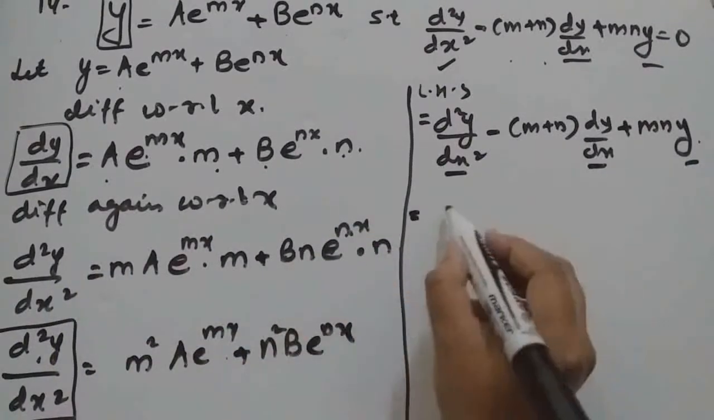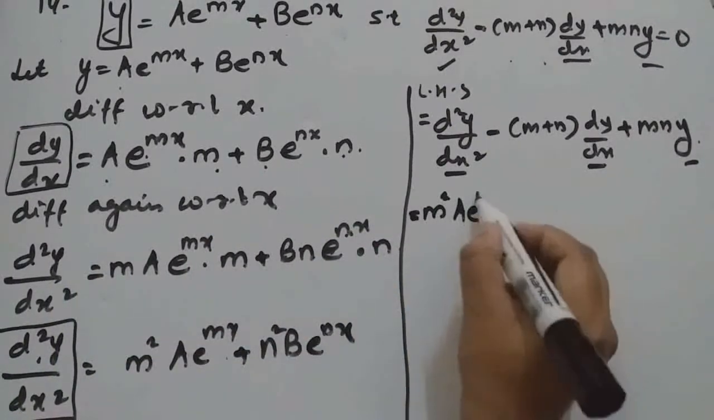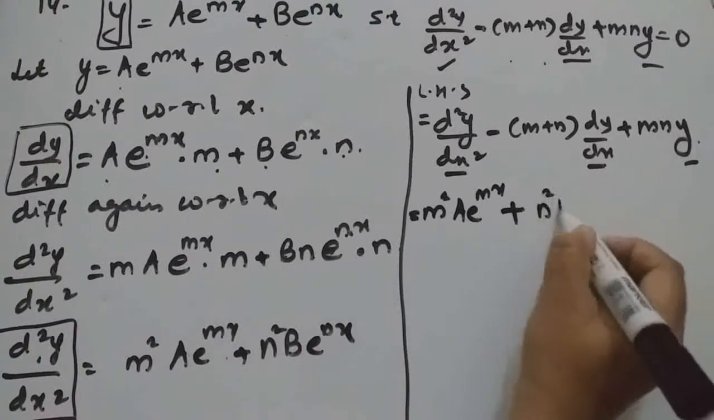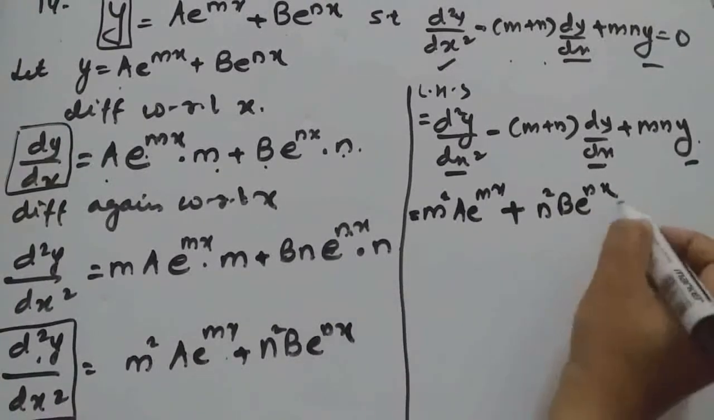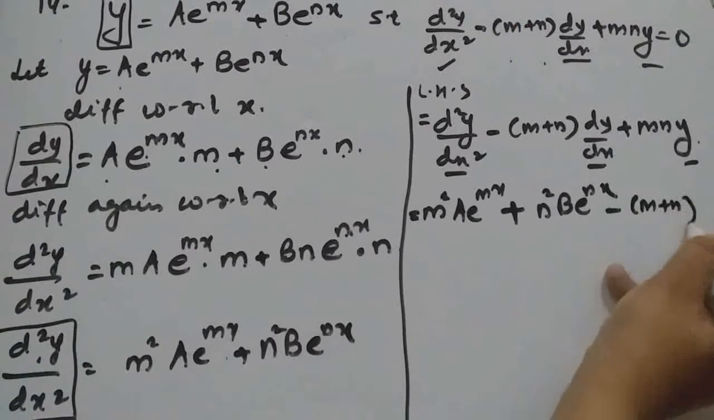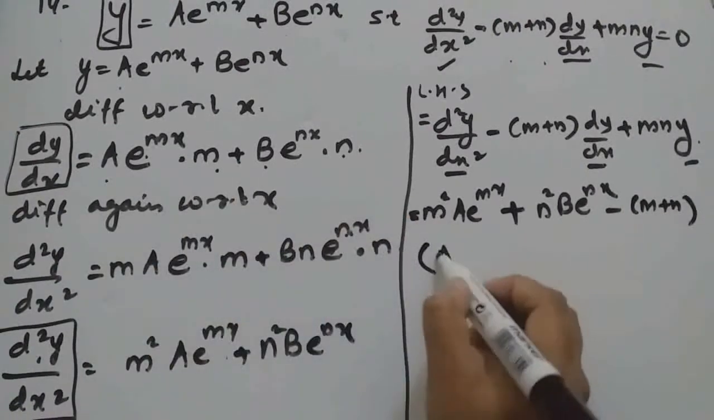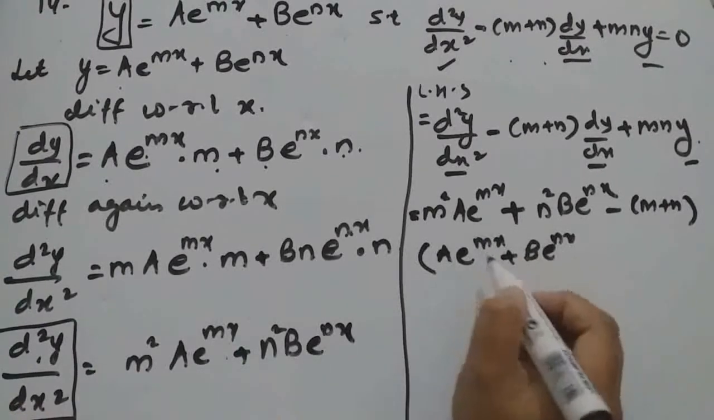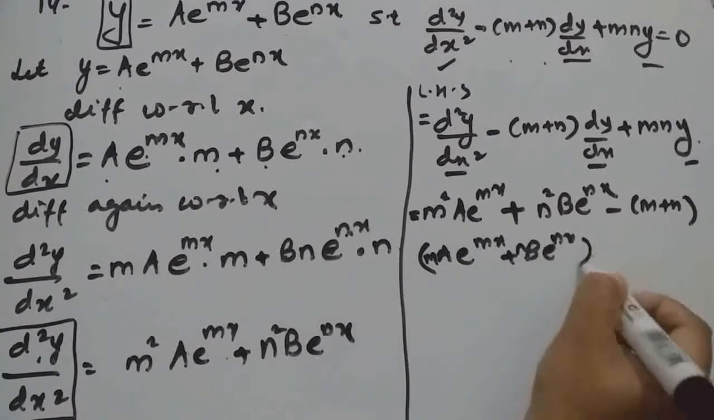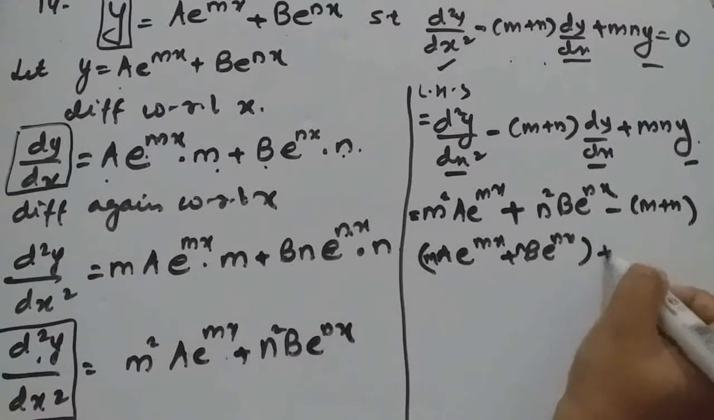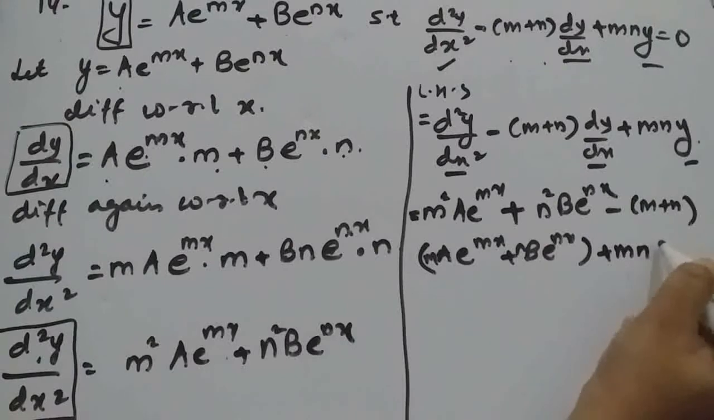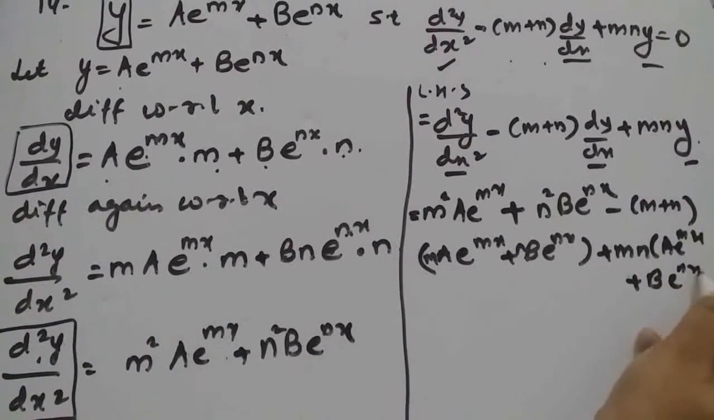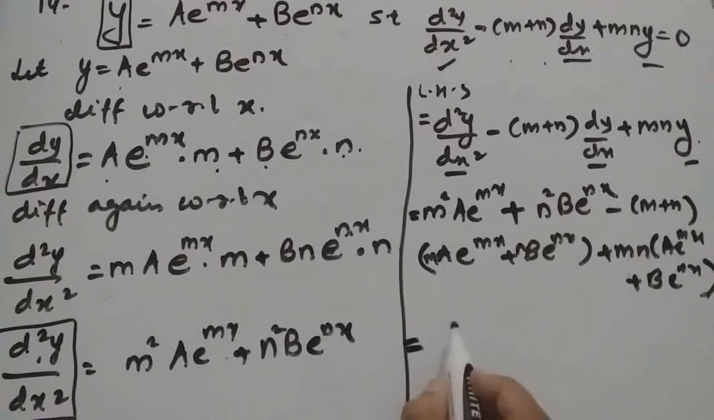So this value is what? m²A e^(mx) + n²B e^(nx) - (m + n) bracket and dy/dx also in bracket, this is m and n. Okay, then + mn and y. So y is A e^(mx) + B e^(nx). So see, these two terms will be the same.